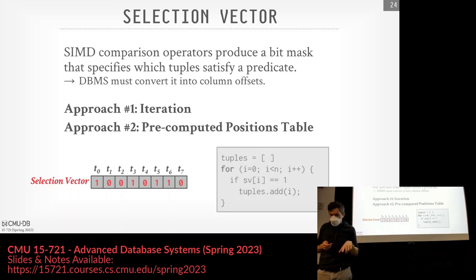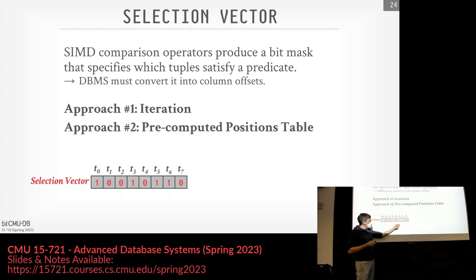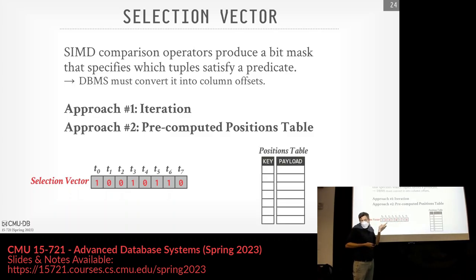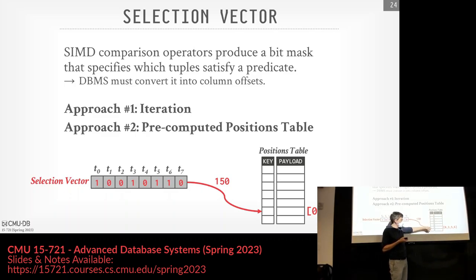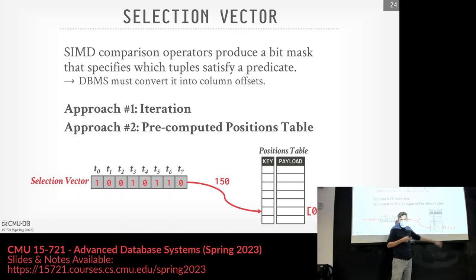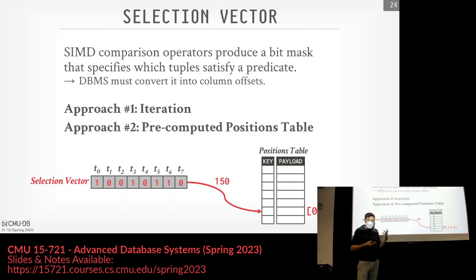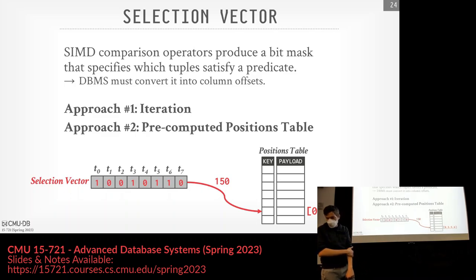The better approach is to do a pre-computed positions table, where you recognize the size of my bitmap isn't that big. In this case, it's 8 bits. That means there's only 2 to the 8 possible combinations of offsets that could be represented by this bitmap. So I can just pre-compute that. There's a giant array where the integer representation of the bits corresponds to an offset position table, and I have a pre-computed vector of the tuples that match. So this is 150, I jump to position 150, and there's my offsets. I can keep this positions table in the low megs, so I can keep it in L2 or L1. This technique was invented by Vectorwise in the late 2000s, and we ended up using it in our own research on vectorized execution. Those papers we'll cover later in the semester. All right, so this is the horizontal. Yes, sorry.